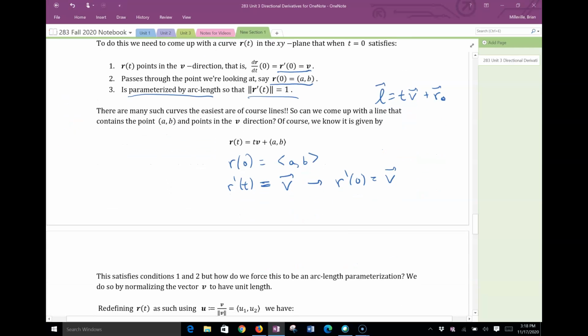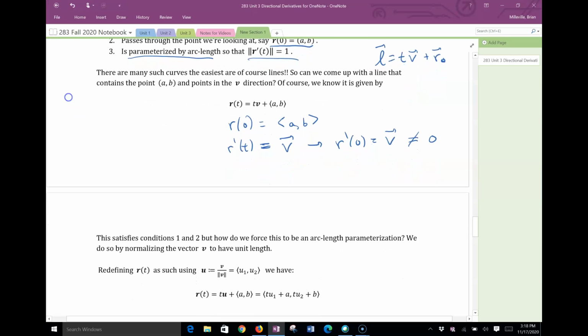Well, we've seen in our previous experience when we were creating arc length parameterizations from given parameterizations for lines, that will be the case if we just normalize the vector v. So as long as v is a non-zero vector, and that's what we're assuming, we're pointing in a direction. The zero vector does not have a specified direction, so we're assuming v is non-zero. Then all we need to do is redefine the curve by normalizing the vector v. All right, and we know how to do that.